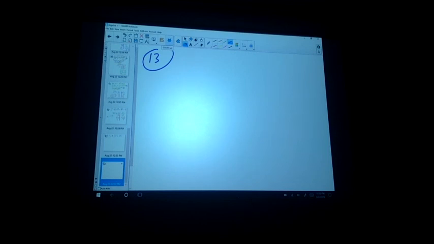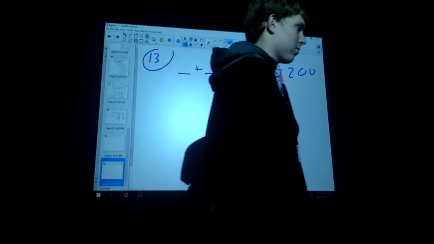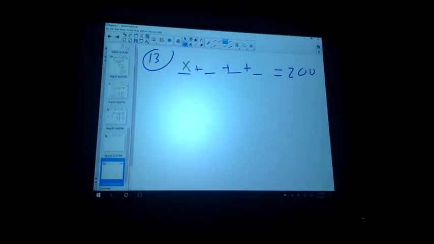Find 4 consecutive odd integers that sum up to 200, right? 4 of them. 1, 2, 3, 4. They're odd. So I have x, x plus 2, x plus 4, x plus 6. It's the same as even, okay? So what's x plus x plus x plus x? 4x. And then 2 plus 4 is 6. 6 plus 6 is 12. Now it's ready to solve.